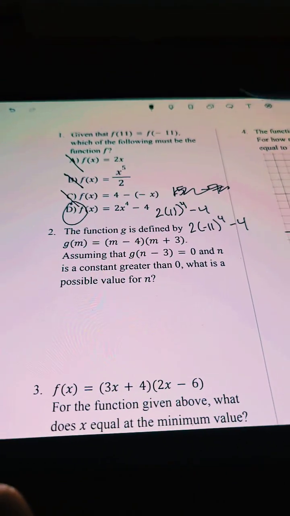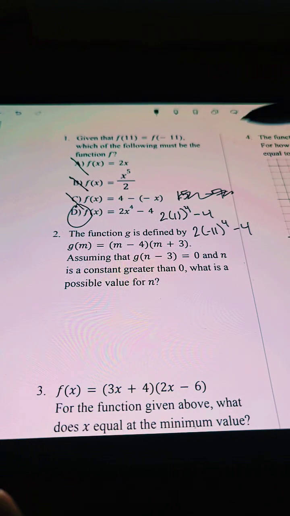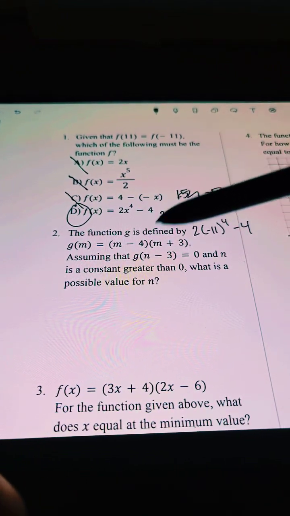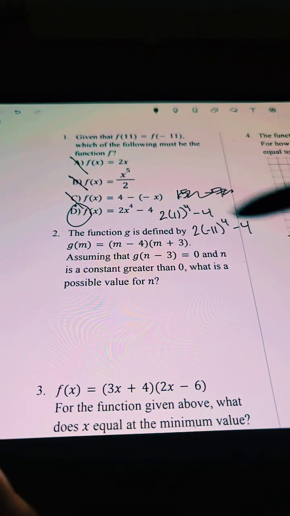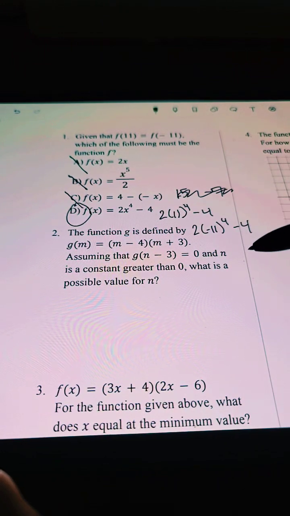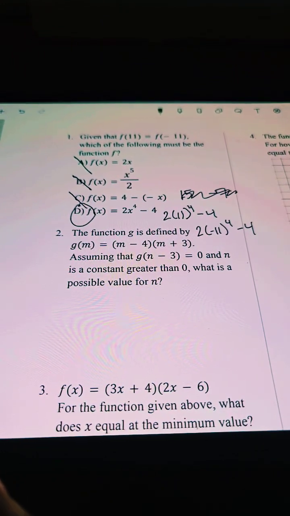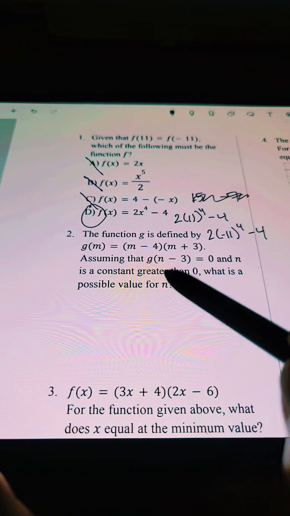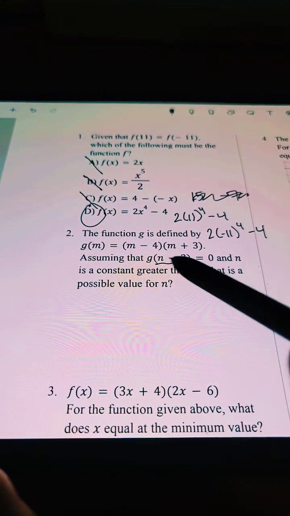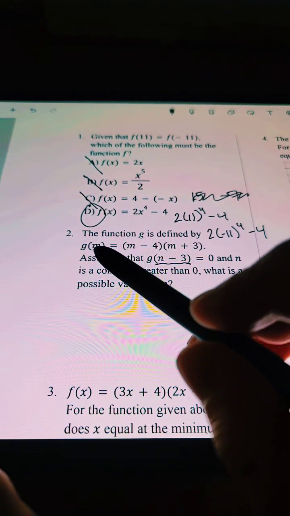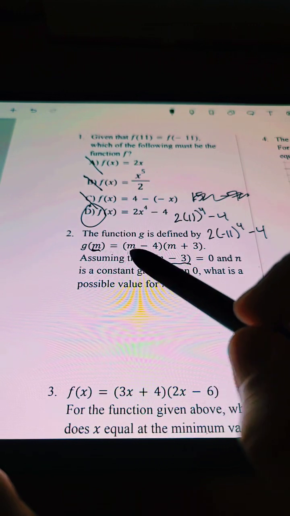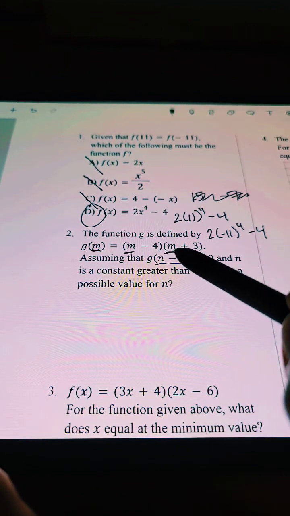Okay, so let's look at number 2. So we have this function, and then we have to assume that g of n minus 3 is equal to 0, and n is a constant greater than 0. What is a possible value for n? So this portion right here, n minus 3, is going to be replacing each of the m values here.